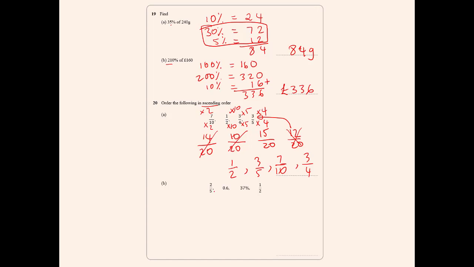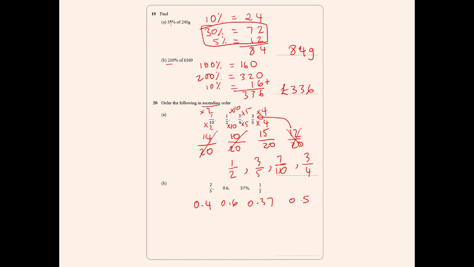Question B, order this in ascending order. So we got different forms, fraction, decimal and percentage. The best way to do them probably is just converting them into decimals. That's how I prefer to do them. So 2/5 in decimal will be 0.4. 0.6 is already in decimal, so leave as it is. 37% in decimals is 37 divided by 100, which is 0.37. And half is 0.5. Let's order them now.